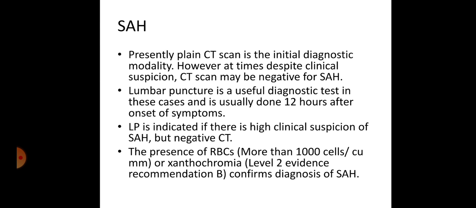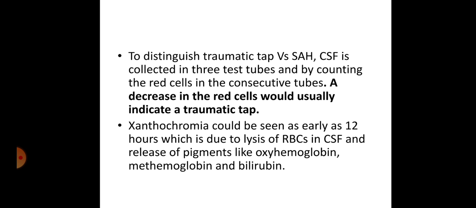Now, subarachnoid hemorrhage is usually diagnosed by CT scan. However, when suspicion is high and we suspect subarachnoid hemorrhage, lumbar puncture can be done, usually about 12 hours after the onset of symptoms, and the presence of thousands of RBCs per cubic mm or xanthochromia suggests subarachnoid hemorrhage. Now, blood in the CSF can be due to subarachnoid hemorrhage or it can be due to a traumatic tap. To differentiate these conditions, we collect CSF in three test tubes. If the consecutive tubes show a decrease in red blood cells, it usually indicates a traumatic tap.